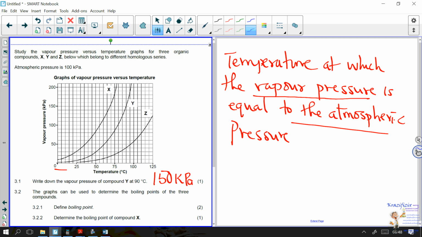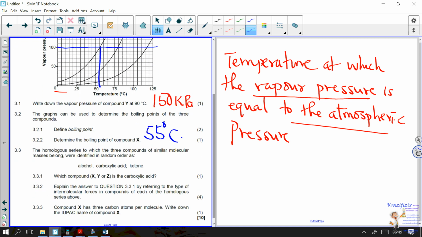Let's go check something here. Vapor pressure is 100 kilopascal. So that's my line. Of compound X. So let's go check all the vapor pressure lines. So here is compound X. Remember we said each of those boxes is 5. So it's 55 degrees Celsius. We're done.